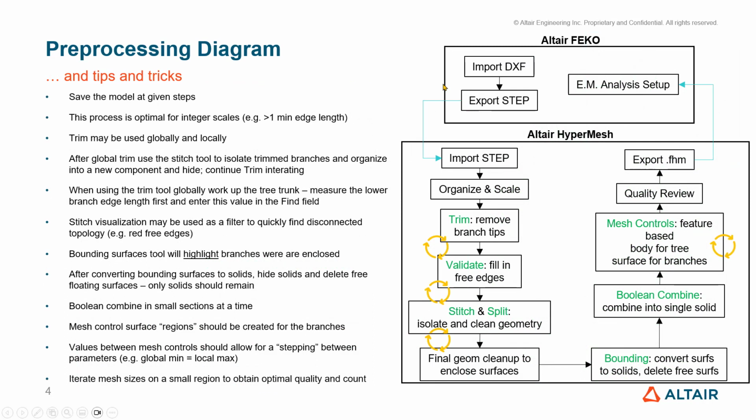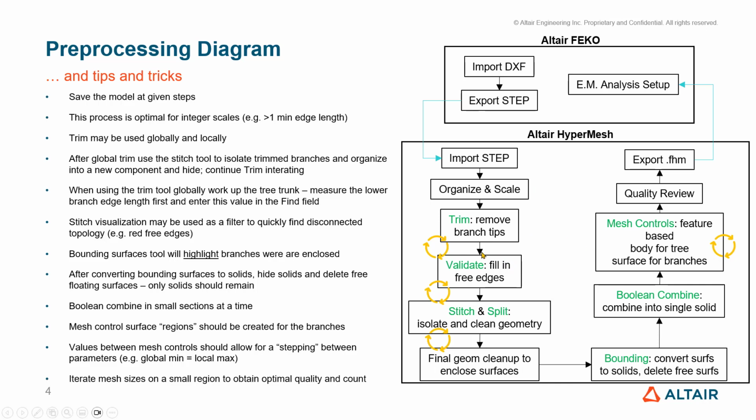So I'll focus on the diagram and allow you to take a few moments to read through the tips and tricks, and I'll highlight some of them throughout the video when I'm demonstrating the process. First and most importantly, we're going to be importing a step file or any file that has surface topology. We'll organize and scale that, such as organizing the trunk and the branches into separate components, and also scaling it to an integer value, i.e. 1 and above. That helps with a lot of the preprocessing. And at the very end, you could always scale the geometry and mesh to whatever you desire.